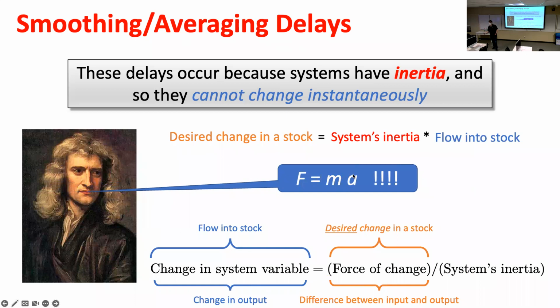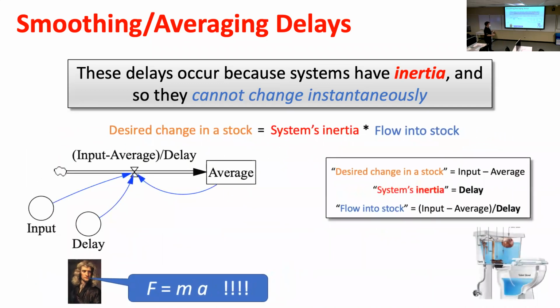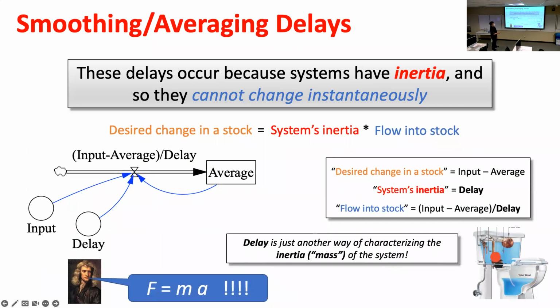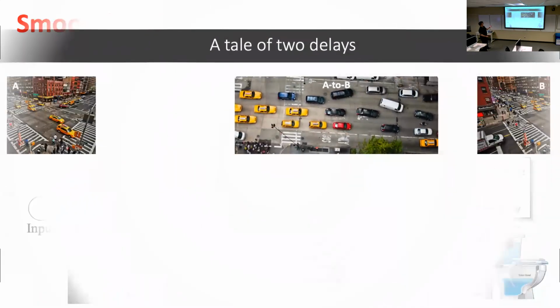So F equals ma describes physical variables, but it also is a model we can use to talk about any sort of stubbornness in systems. And it could be toilets as well. If we think about these toilets here, then input minus average is just like the tank gap. The inertia in the toilet, which is the sluggishness of the valve, is just this delay. So the flow into the toilet is just the tank gap divided by that delay. And this is just F equals ma, but we're just changing our definitions of what the F and the M and the A are, but the dynamics are identical. So that's kind of smoothing delays.